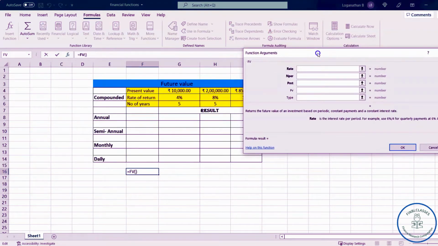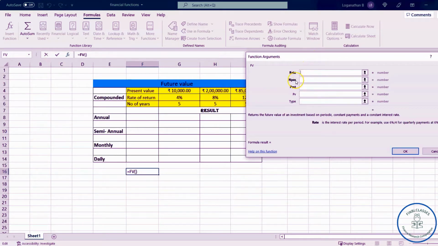Here you can find the rate, the number of years. This is your annuity or the cash inflow, which is not required because we don't have any annuity here. This is the present value, PV, and type. As I said, if I click the type here, it says the type is the value representing the timing of the payment. Payment at the beginning of the period is 1. If the payment is done at the beginning of the month, you put the type as 1, and payment at the end of the period, you type 0, but we don't require that, right?